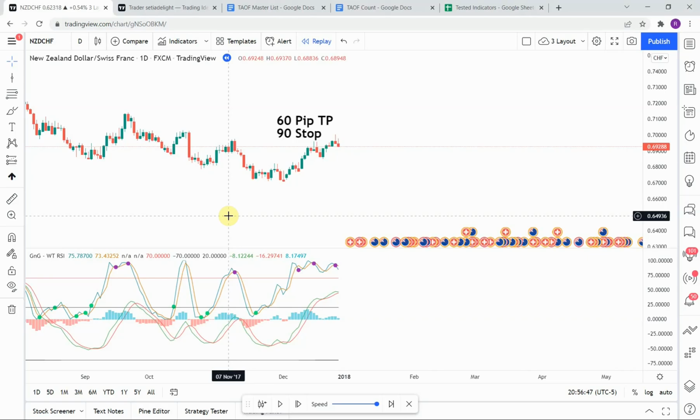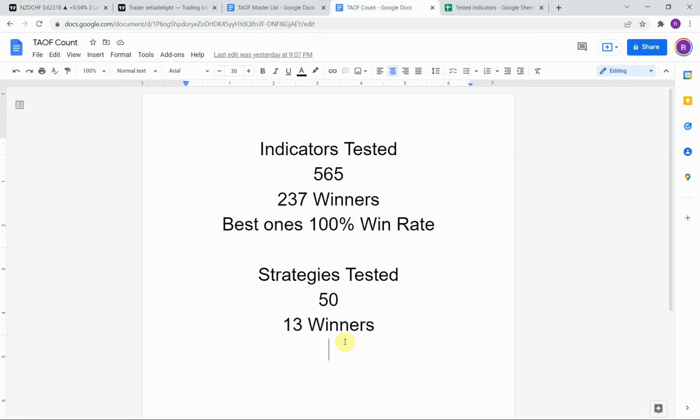Alright, as I said, today we will be testing the GnG Wave Trend RSI indicator. Before we do though, I wanted to put the testing scoreboard up for everyone to see. So to date, we have tested 50 different strategies, with 13 of them being winners.